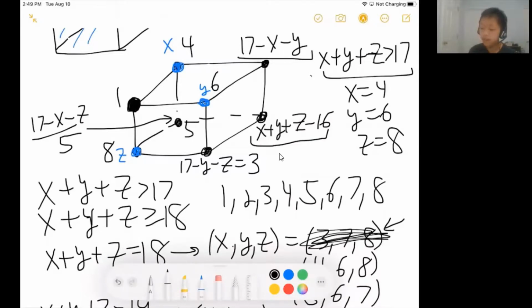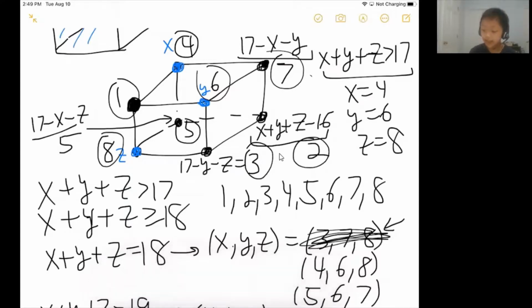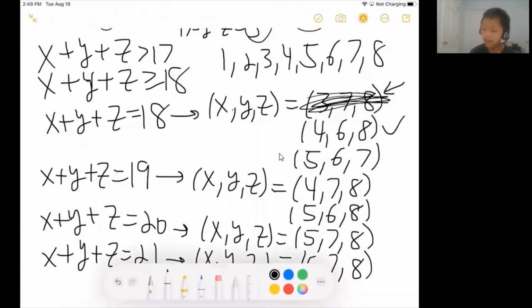And x plus y plus z minus 16, that's going to be 4 plus 6 plus 8 minus 16, which is 2. And this top vertex here, 17 minus x minus y, is 7. So it might seem kind of messy, but notice that we have the numbers 1, 2, 3, 4, 5, 6, 7, 8. Each time it's used exactly one time, which is why this case does work.